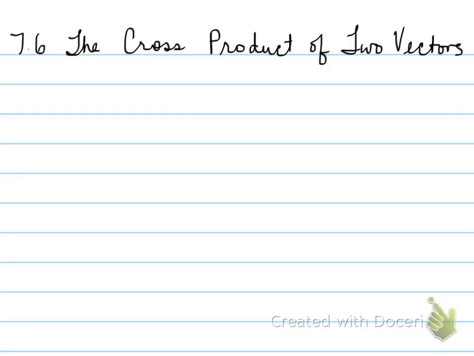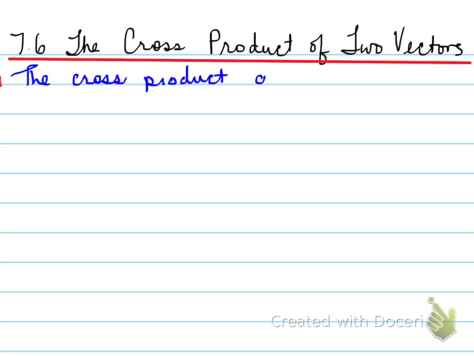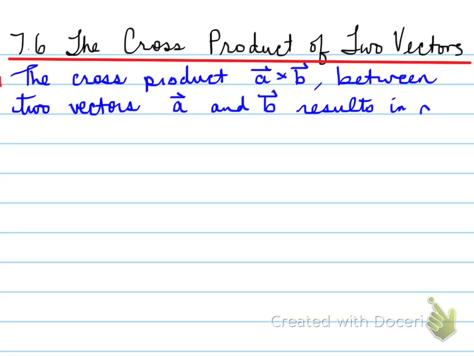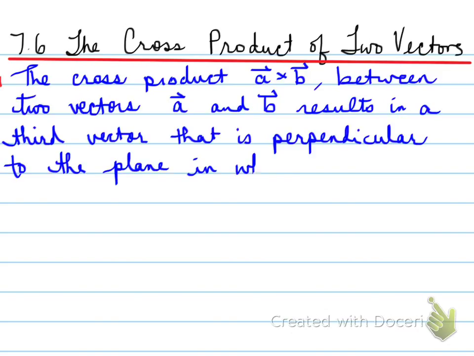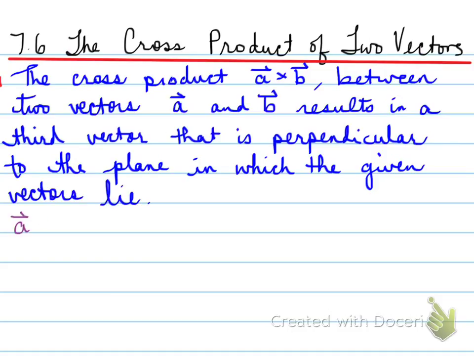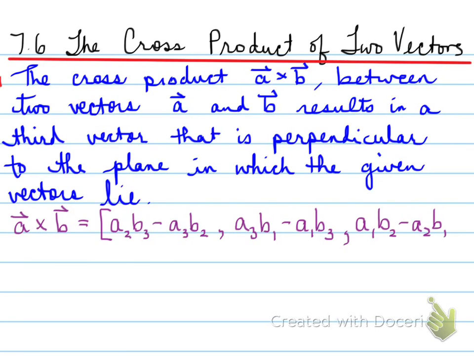7.6, the cross product of two vectors. The cross product, A cross B, between two vectors, A and B, results in a third vector that is perpendicular to the plane in which the given vectors lie. For example, when we need to, the cross product will result in a vector. The formula to calculate the vector is as follows.